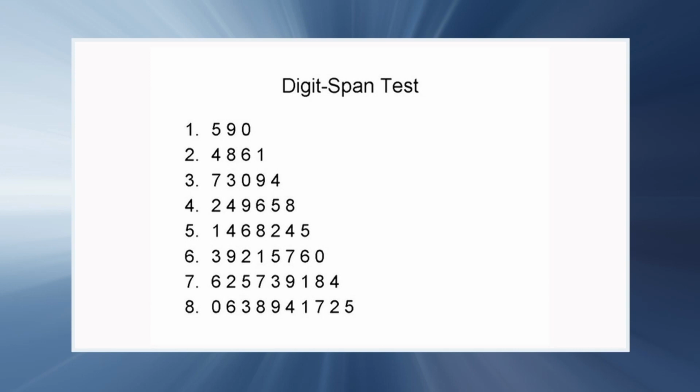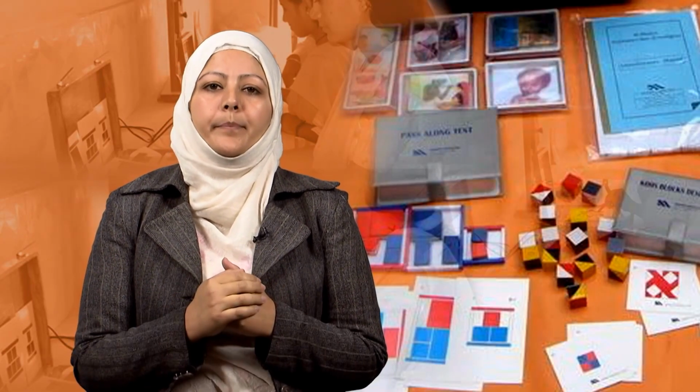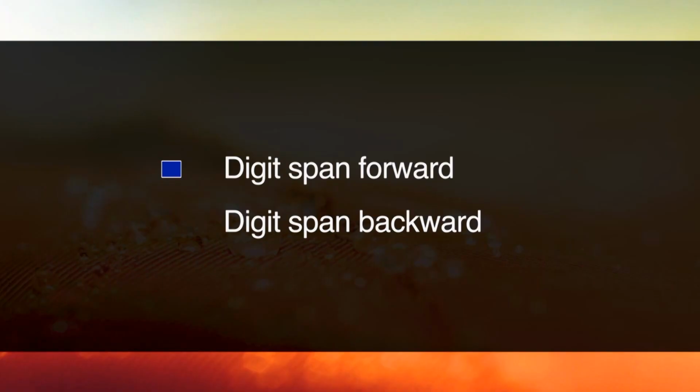There are 3 alternative sets of letters. If failure is recorded in the first set, try the second and the third alternative sets. If failure is recorded in all the 3 alternative sets, then the failure is recorded and we stop. This test has 2 parts, digit span forward and digit span backward.